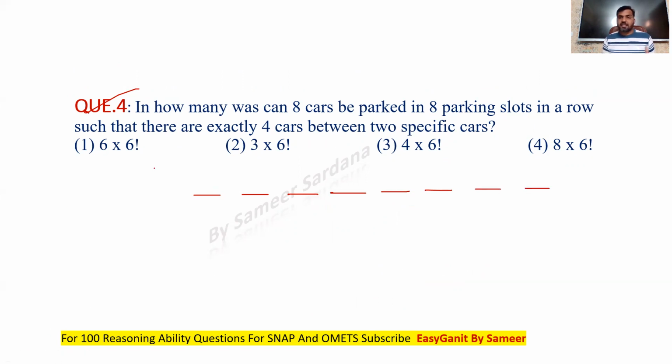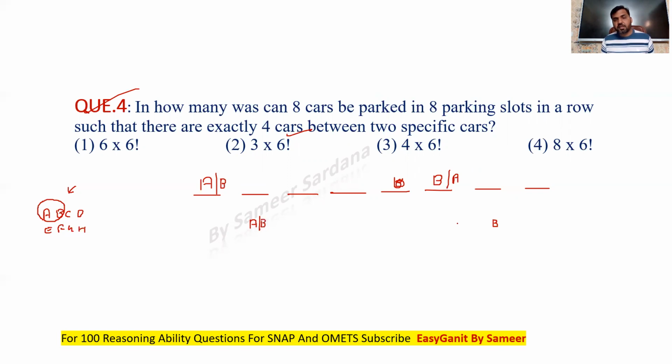Now let's name the cars A, B, C, D, E, F, G, and H. These are the 8 cars that I have. Between 2 specific cars, I want exactly 4 cars. Let's pick these 2 specific cars, because it says that there are 2 specific cars. So let's say the specific cars are A and B. I want 4 cars between these 2 specific cars. So if I'm parking A over here, then B has to be parked over here, right? If B is over here, then A has to be over here, right? The second case would be if A is here, then B has to be here.